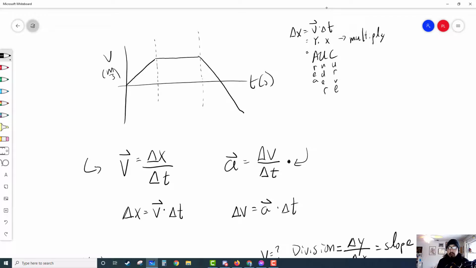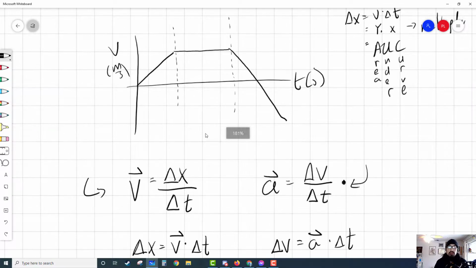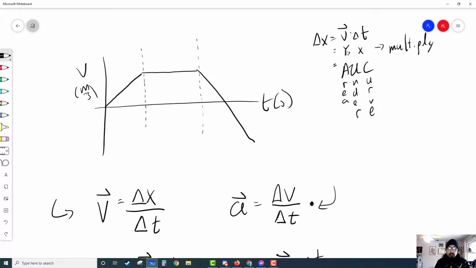Now, don't let the word curve trick you. Curve can be a straight line. It could also be something that is curvy. But the important thing is that we want to know what area represents. So whenever you're multiplying your x and your y-axis, what you're looking for is the area under the curve. And for a velocity time graph, your area under the curve is your displacement. So this is what this means.